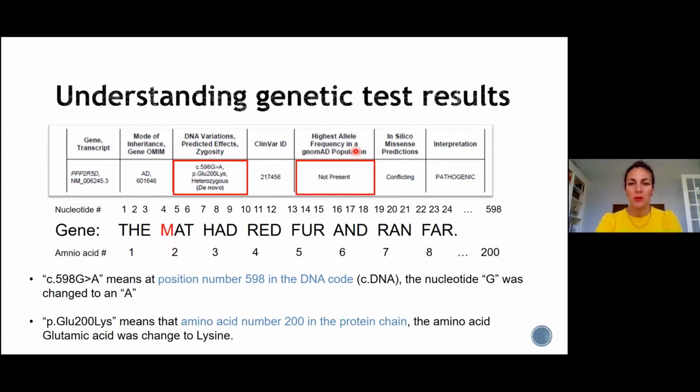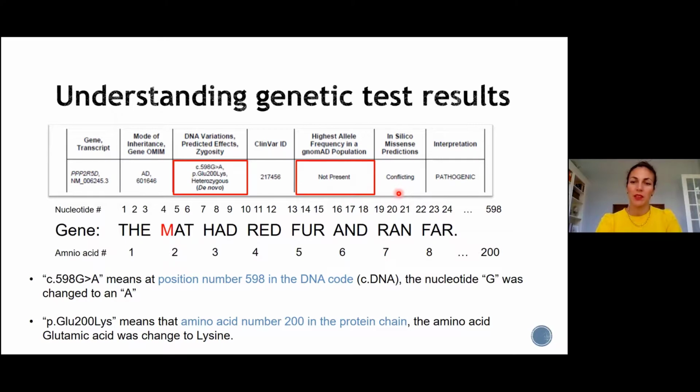Some of the reports will also have this highest allele frequency in the gnomAD population. So what does that mean? That's, again, looking at that healthy population database to see, has this change been seen in healthy individuals? And this is saying, no, it's not present in that database, or it's not present in the individuals in that database. Again, more likely to mean this is probably a pathogenic or real change.